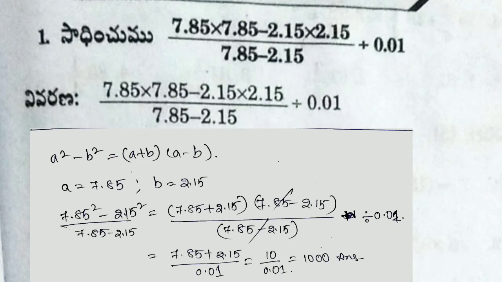Then the next step is 7.85 plus 2.15 by 0.01. 7.85 plus 2.15 is equal to 10, by 0.01 is equal to 1000. In the denominator we have two decimal places, that's why we have to take 100. 10 into 100 is equal to 1000.